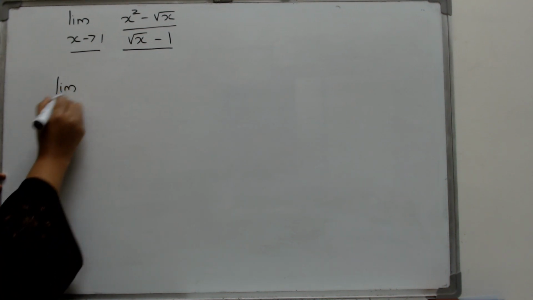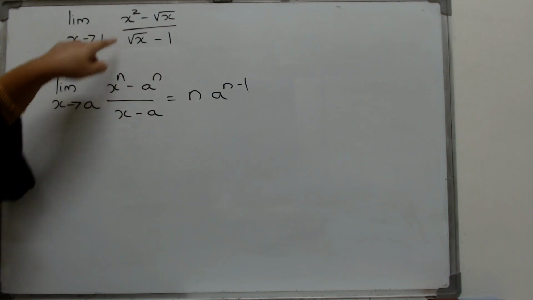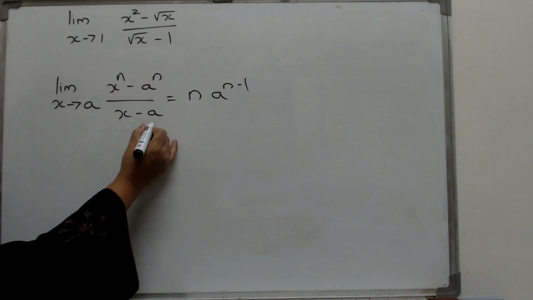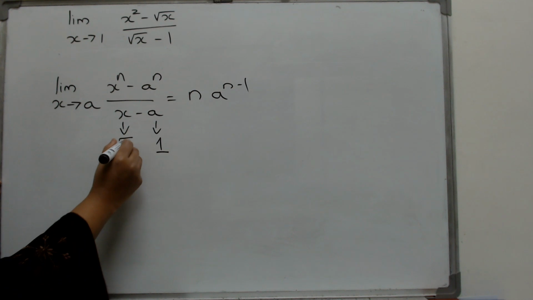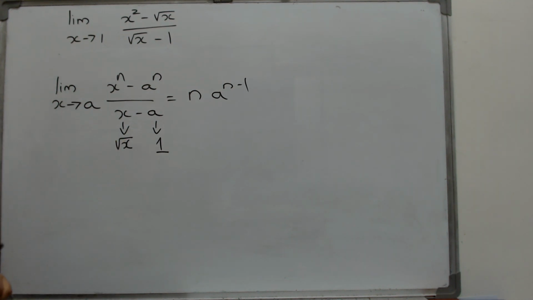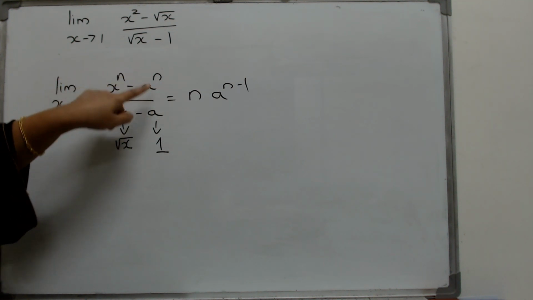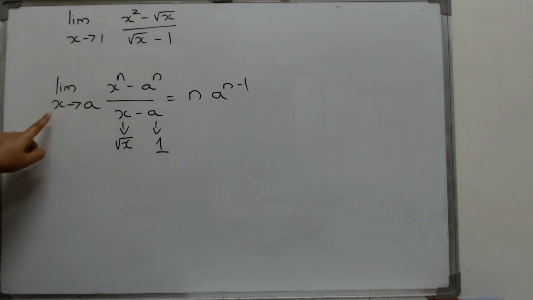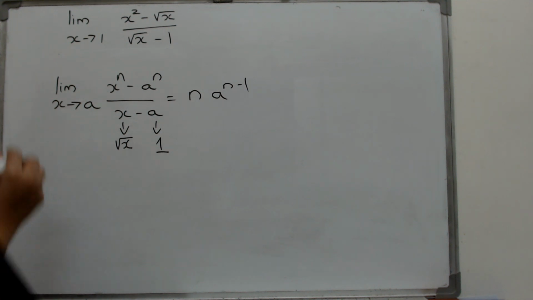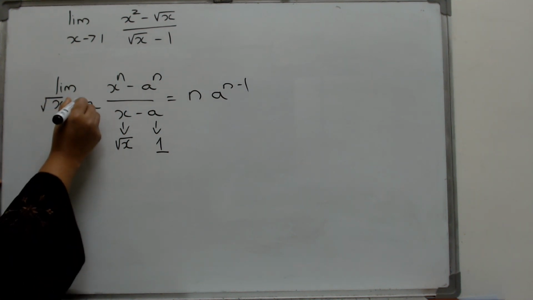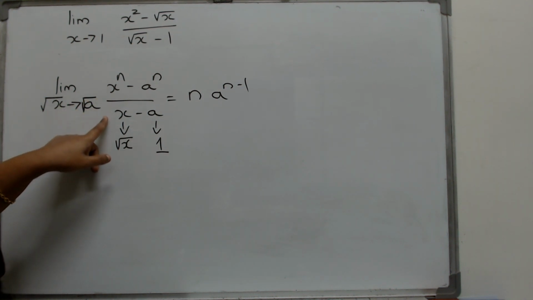Now, what rule comes to your mind? What about this one, when x approaches a? Doesn't this look familiar? Instead of a, we have 1, and instead of x, let us take square root of x. But a very important word of caution. This expression works when x approaches a. If you are going for square root of x, make sure to change the limit also. If x approaches a, then the square root of x will approach square root of a.